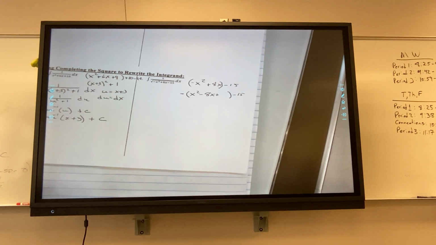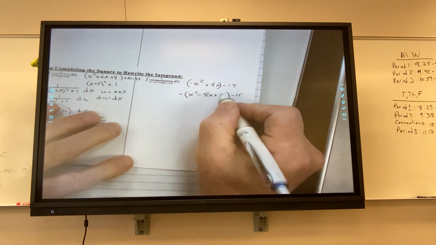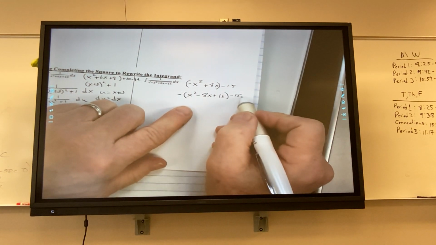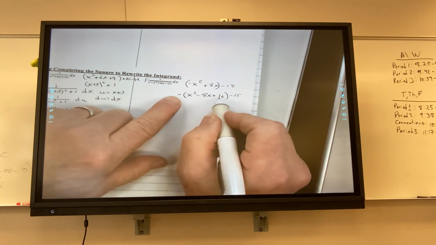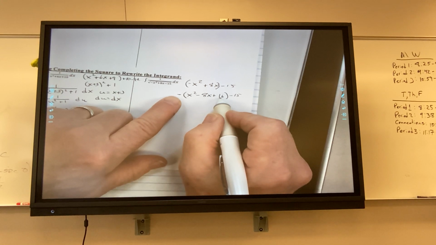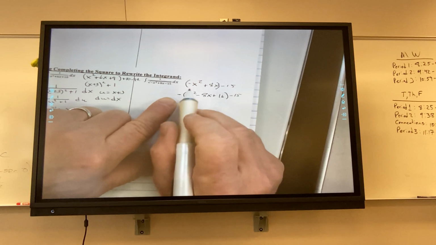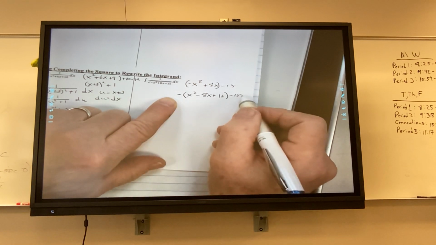Audrey, what do I add to complete the square? 16. So, am I going to have to add or subtract 16? It's already a negative, isn't it? Because there's a minus sign here, correct? That's what you've got to be careful of. It's already a minus, so what am I going to do with it? Because you said, oh, add it.